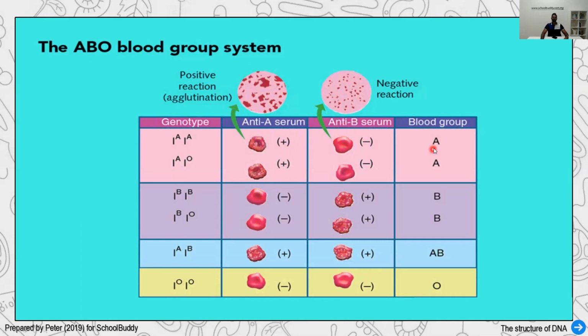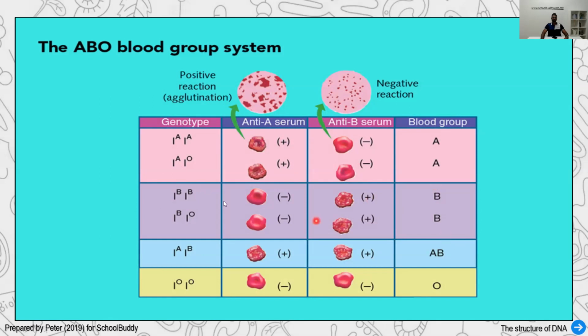If the blood group is A, it will not form any agglutination with anti-B, so the negative result is going to look like this, which is not an agglutination. A person who has blood group A can also have the genotype A and O, because A is still dominant, so they are still going to show blood group A. So in this case, the agglutination is going to be the same.